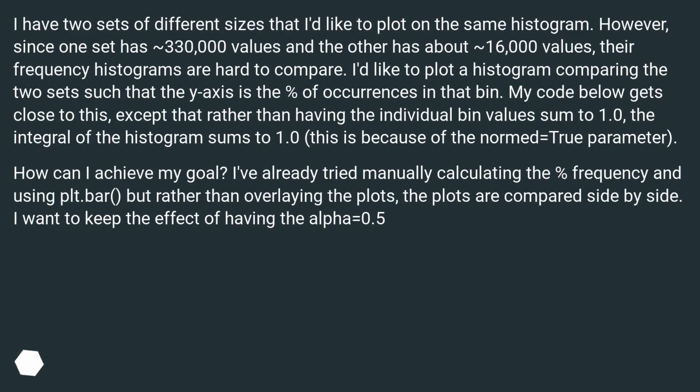in that bin. My code below gets close to this, except that rather than having the individual bin values sum to 1.0, the integral of the histogram sums to 1.0. This is because of the normed equals true parameter. How can I achieve my goal? I've already tried manually calculating the percent frequency and using plt.bar, but rather than overlaying, the plots are compared side by side. I want to keep the effect of having alpha equals 0.5.